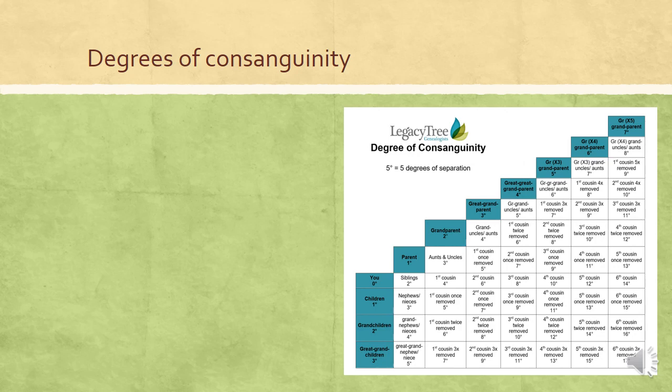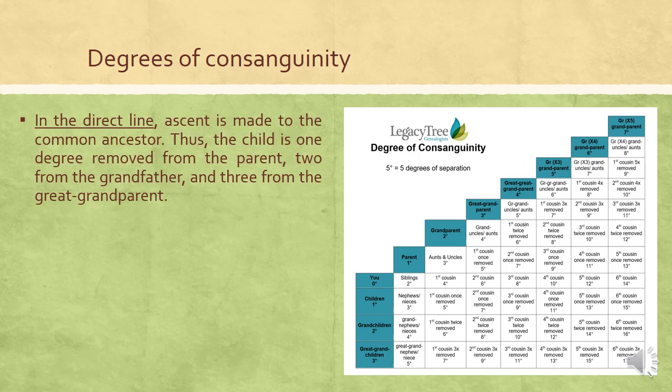Now, for a clearer picture of what I'm talking about, let's take a look at this table on degrees of consanguinity. In the direct line, ascent is made to the common ancestor. Thus, the child is 1 degree removed from the parent, 2 degrees removed from the grandfather, and 3 degrees removed from the great-grandparent. Let us say this is you.